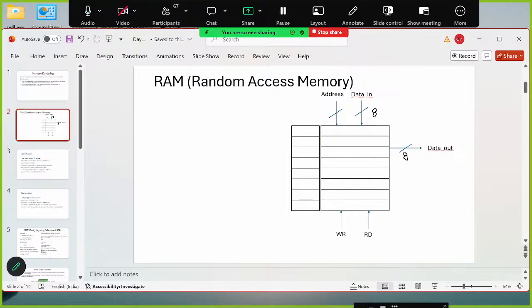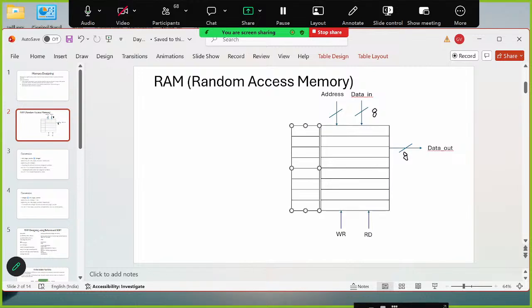The number of bits used to define the memory location. That means how many memory locations are there? In this case, there are 1, 2, 3, 4, 5, 6, 7, 8. 8 memory locations are there. So how many bits are required to define them?